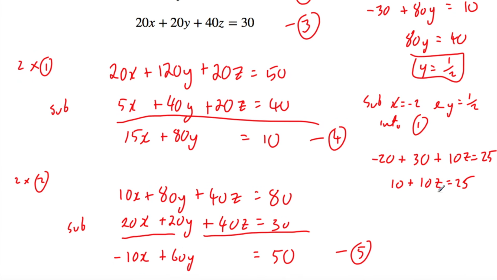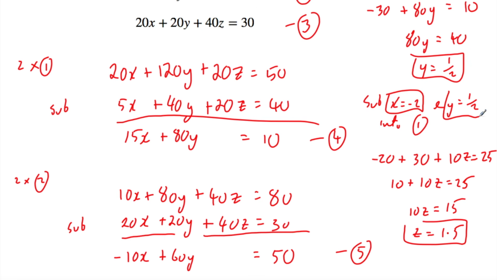So we get 10 plus 10z equals 25. Then if you take 10 away from both sides, you're going to get that 10z equals 15. And then if you divide by 10, you're going to get that z equals 1.5. So that's great. We now know that x equals negative 2, y is equal to half, and z is equal to 1.5. And let's just check that.